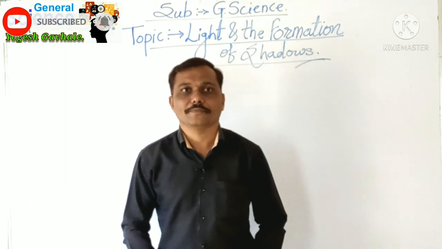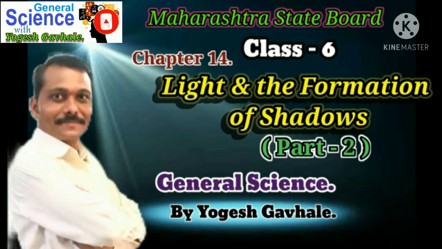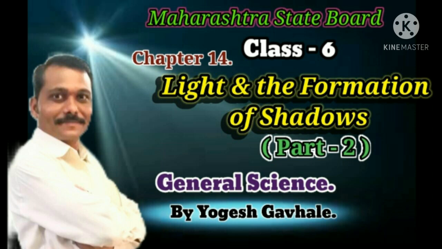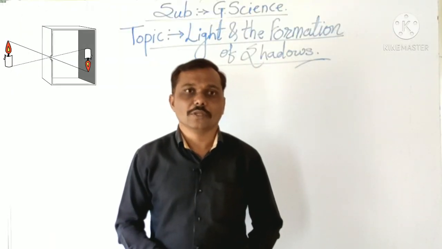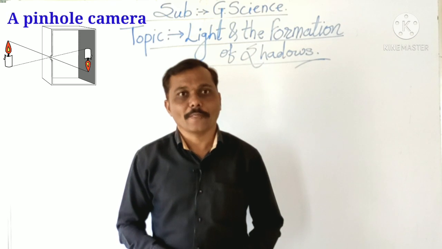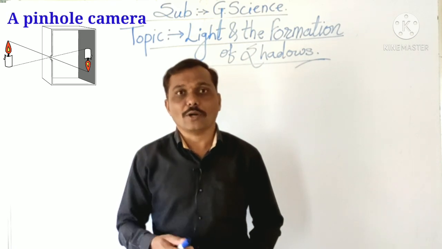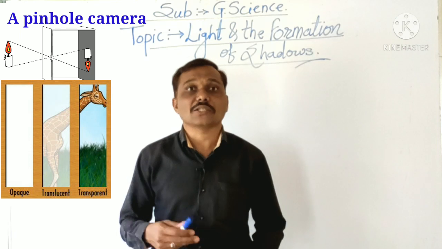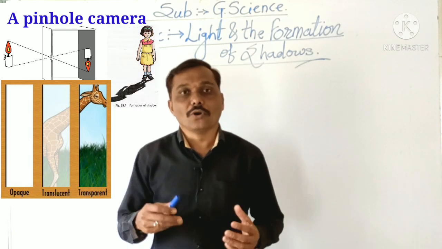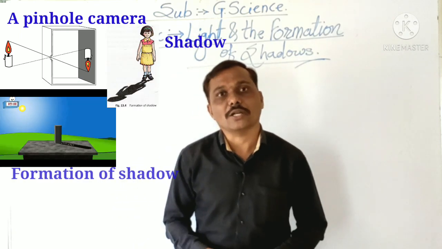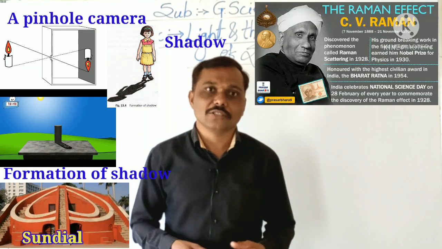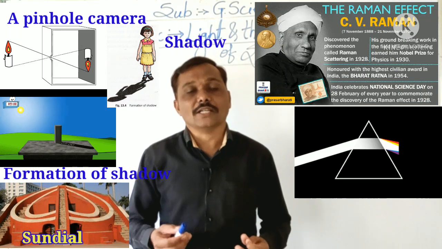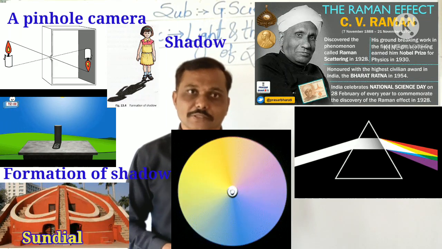Today we are going to learn chapter number 14, light and the formation of shadow. At the end of this video you will be able to understand about a pinhole camera, opaque object, transparent object, translucent object, what is meant by shadow, formation of shadow, sundial, the greatest Indian scientist Sir C.V. Raman, and the scattering of light and Newton discs.